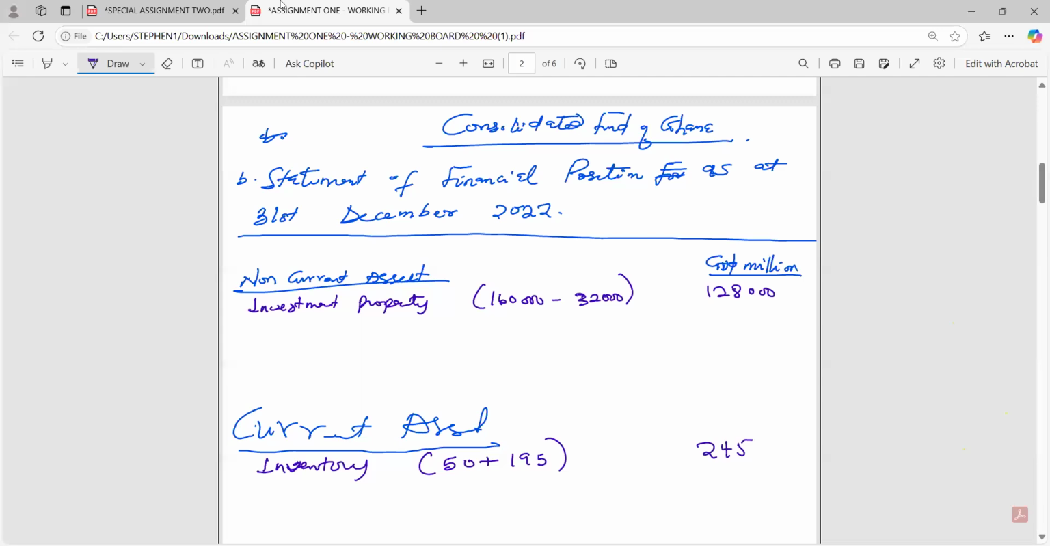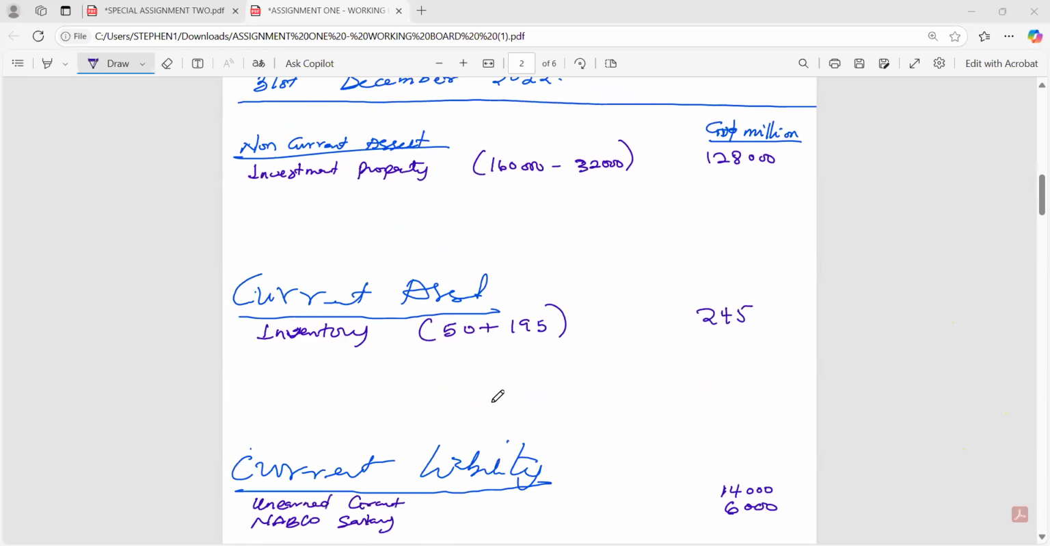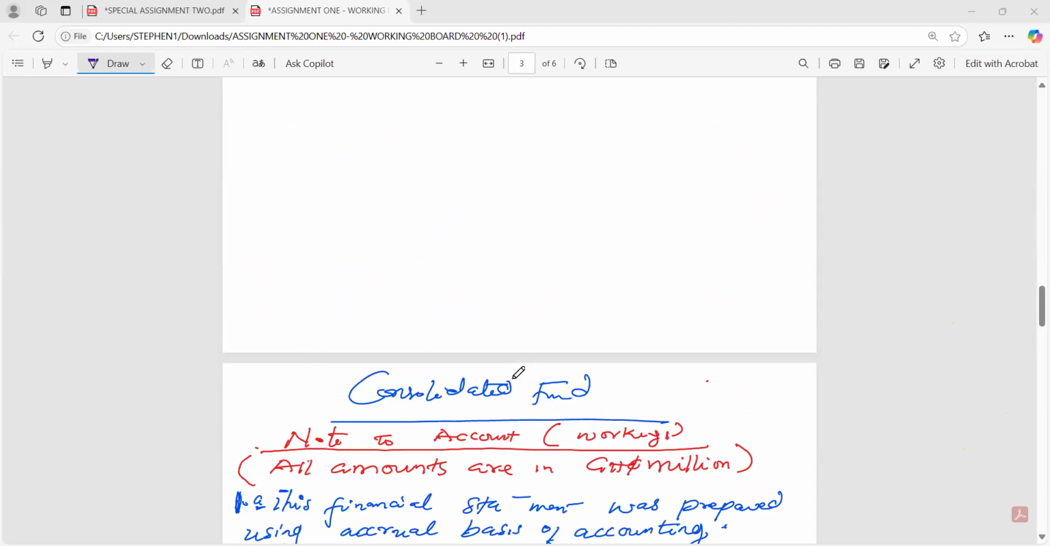Sir Steve, please, why was the inventory subtracted from the goods and services? I've always been saying this. Madam, I beg you, always subtract it from goods and services. You treat it in two folds. One, send it to current assets. And two, go and subtract it from goods and services.